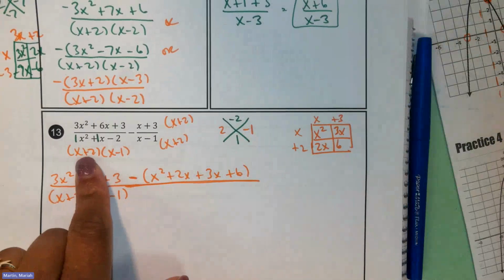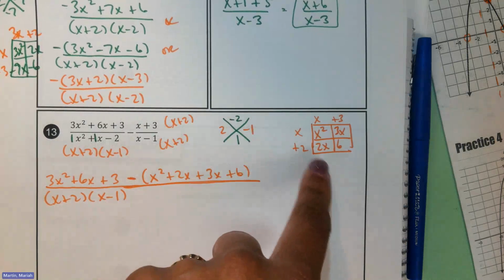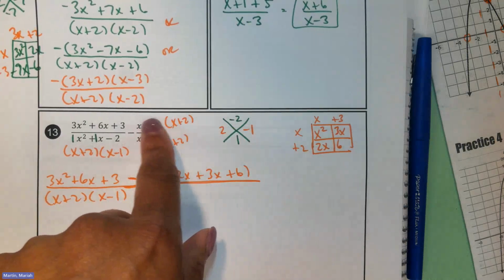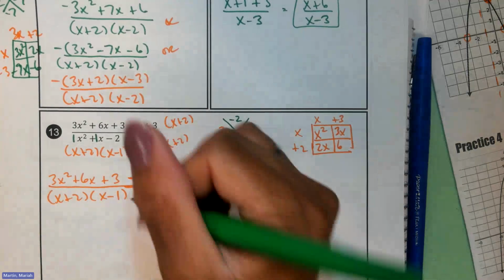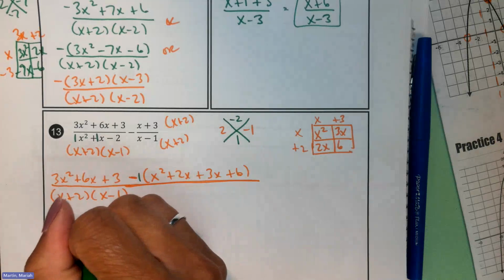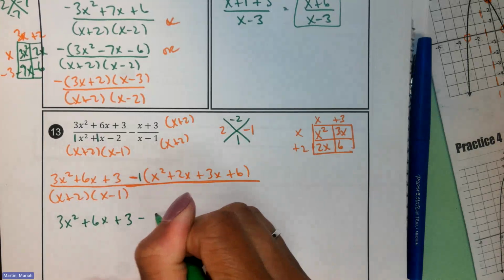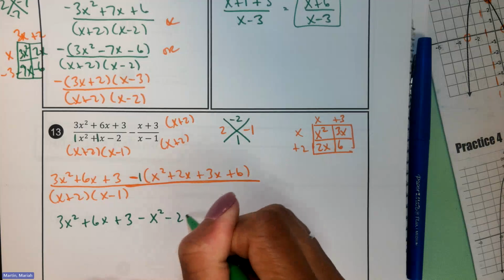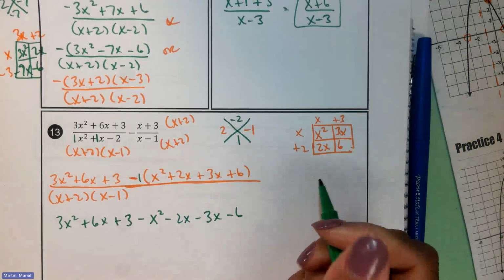Remember, I went back, I factored first, found my least common denominator, and now once I know I have to multiply these two on the top, I made the box. Now my next step is to distribute this -1 before I can combine like terms. So 3x squared plus 6x plus 3 minus x squared minus 2x minus 3x minus 6.